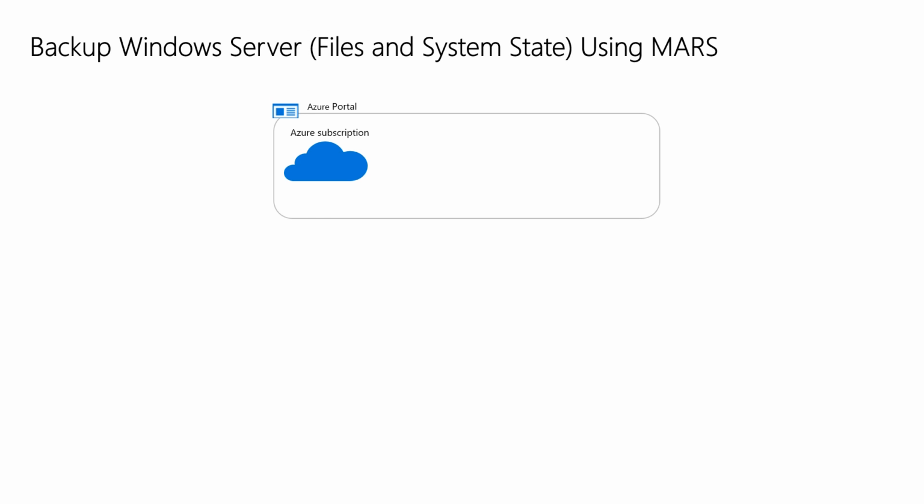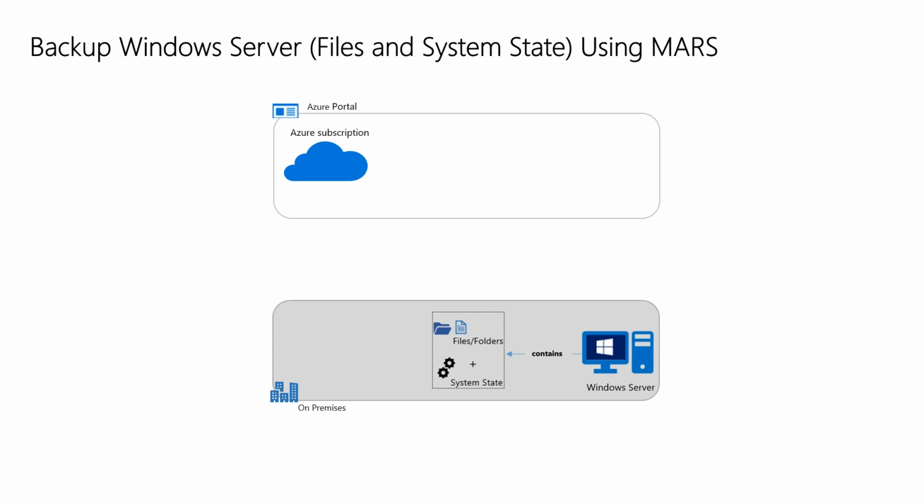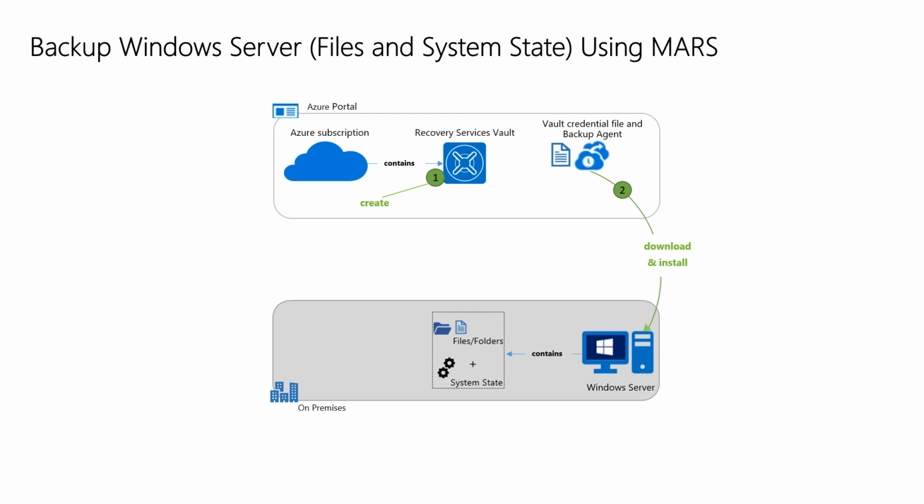This is your Azure portal, and this is your on-premise Windows server from where you want to back up the files and the system state. Backing up your Windows server is a four-step process. First, create the Recovery Services Vault. This is where all your backups will be stored. Next, download the MARS Agent installer and the Vault credential file from the Recovery Services Vault on your system.